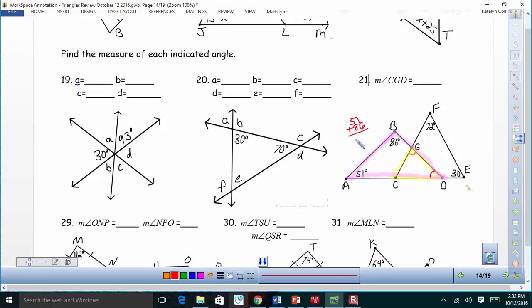So that gives me 137. I'm going to subtract that from 180 since I know all three should add up to 180. And that gives me that the third angle is 43.